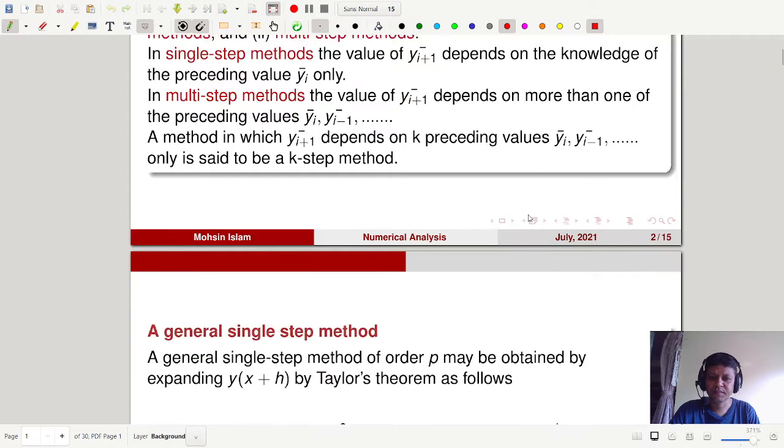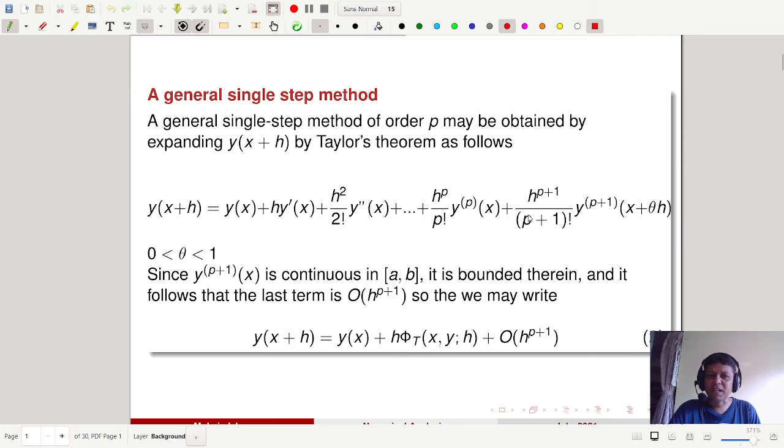Now, for a general single step method, as we discussed, apply Taylor's theorem on x plus h. It will be given by y(x plus h) equals y(x) plus h y prime(x) plus h squared by factorial 2 y double prime(x), etc., and h to the power p by factorial p times the pth order derivative of y. And lastly, you have the error term, with 0 less than theta less than 1, that all of us know about Taylor's theorem.